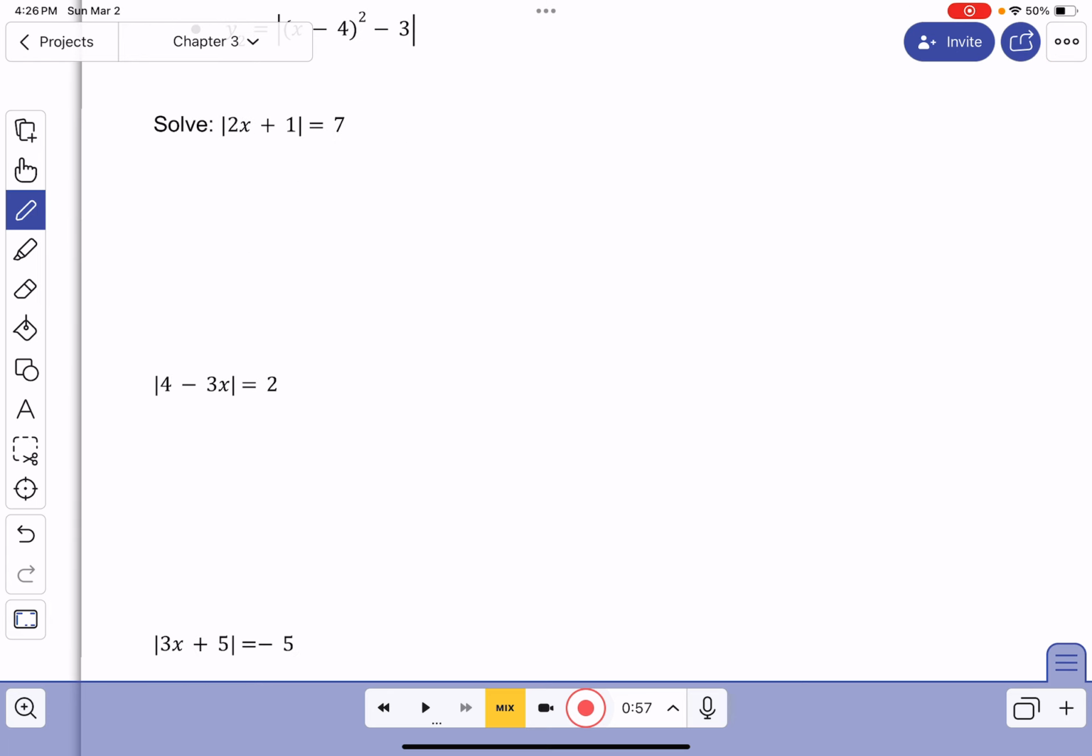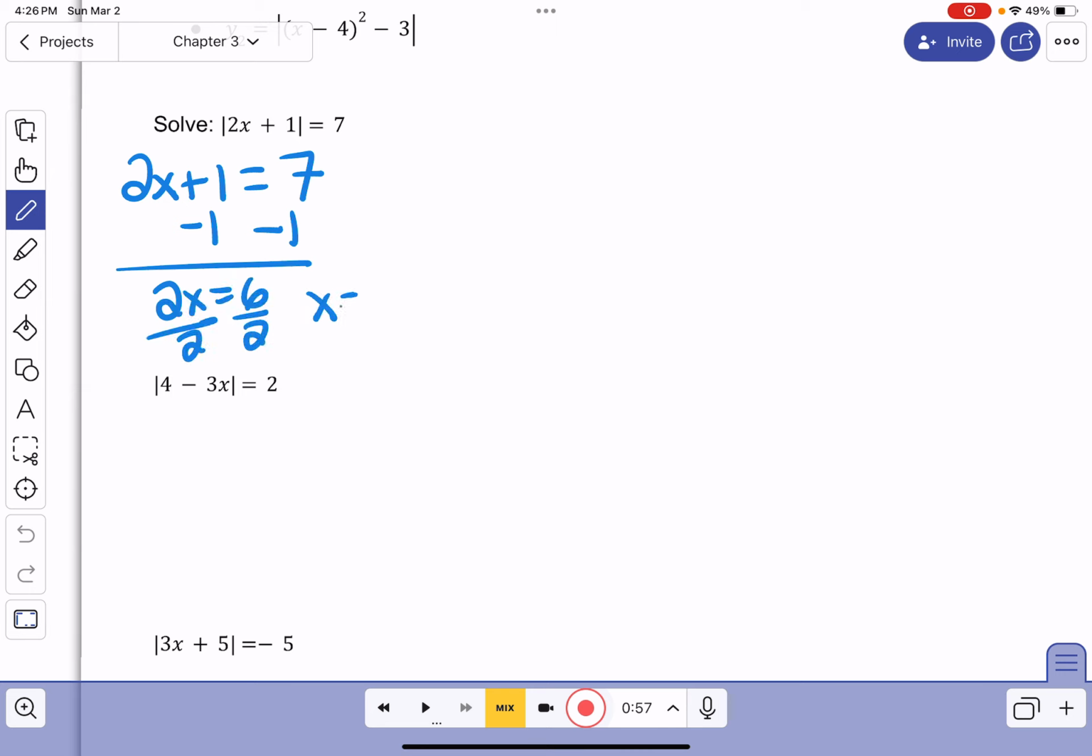To solve absolute value functions or equations, you can get 2 answers, or up to 2 answers, because whatever value's inside the absolute value could be positive or it could be negative. So the first thing we do is we solve it just like a normal equation and ignore the absolute value. So I subtract 1 from both sides, divide by 2, and I get 3. So if I were to plug that in, 2 times 3 is 6, 6 plus 1 is 7, absolute value of 7 is 7, so that works.